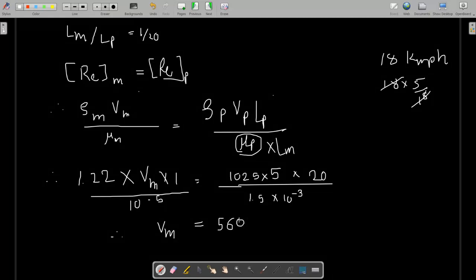Okay, so this should be the speed. Some of you might think that the value is very high, but actually we have to use this minimum speed, because in a submarine the surrounding fluid is water. Its viscosity is also high compared to air, as you can see here in the numerical data, and the model is small scale. So to simulate the actual situation in the wind tunnel, you have to give a minimum of 560 meter per second. Okay, so this is the answer to the first question.